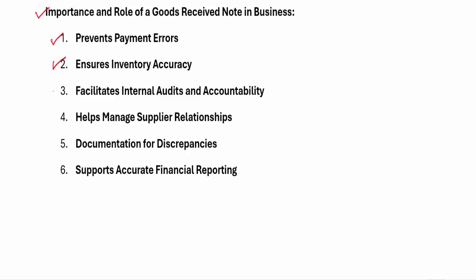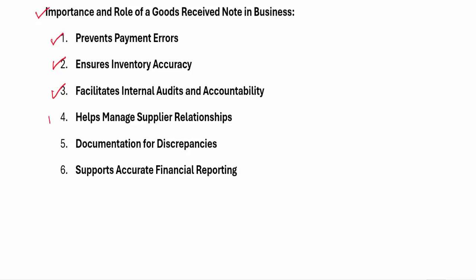3. Facilitates internal audits and accountability. The GRN creates a clear paper trail from the purchase order to the receipt of goods, making it easier to audit purchasing processes. It also adds accountability, since it requires a signature from the person who checked the goods.